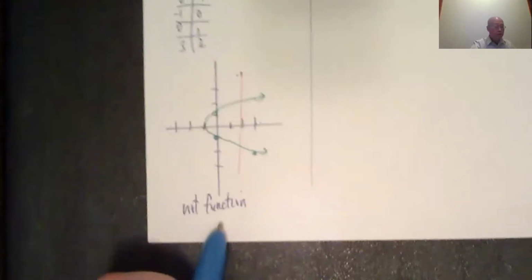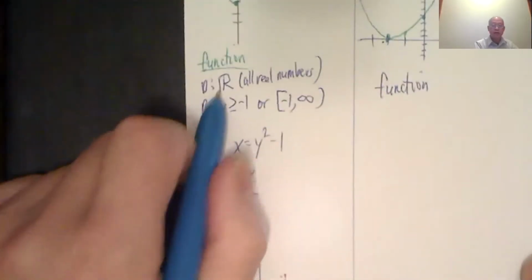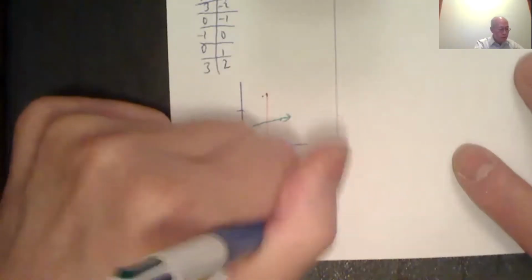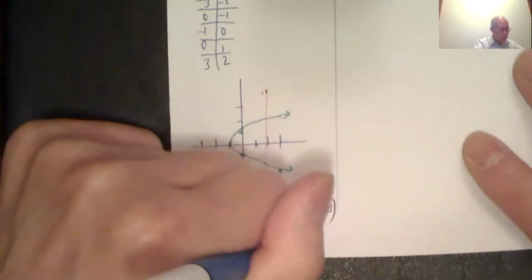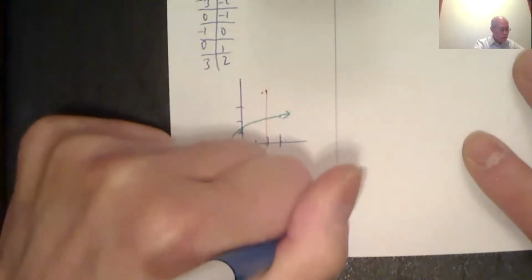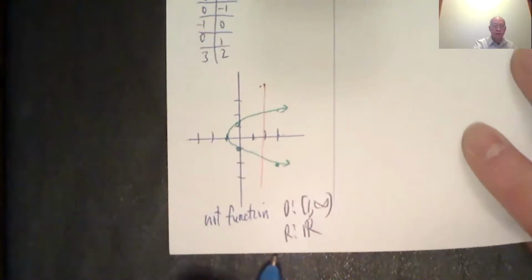All right, and for the domain for this one, it just reverses what happened over here. So I can just switch these around, so to speak. So for the domain, I'll abbreviate domain with D. It's bracket 1 to infinity, and the range is all real numbers, like so.